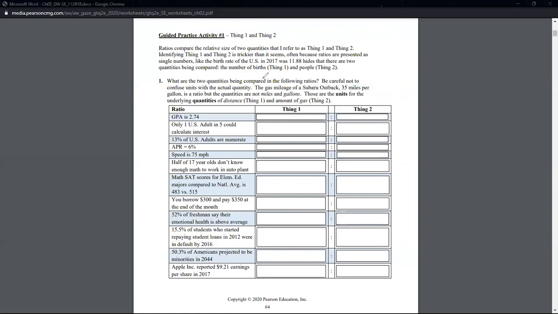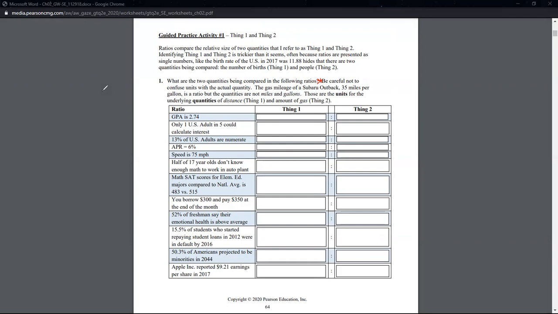What are the two quantities being compared in the following ratios? Be careful not to confuse units with actual quantity. Now, this little sentence right here, be careful not to confuse units with quantity. Since we're just using our own words, I honestly would not care if you confused units with quantity. So I will give that as an example. What is it, the fifth one?